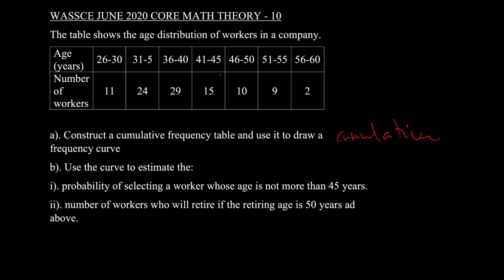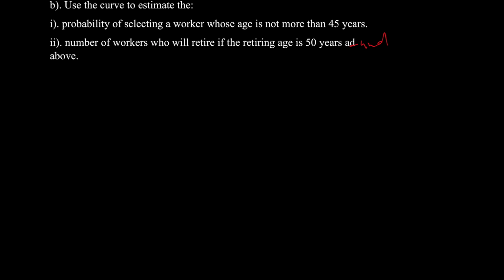B, use the curve to estimate I, the probability of selecting a worker whose age is not more than 45 years. II, the number of workers who will retire if the retiring age is 50 years and above. So let's move on to the solution of our question 10.